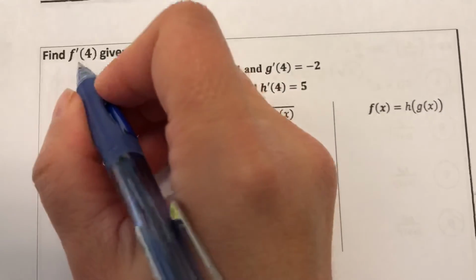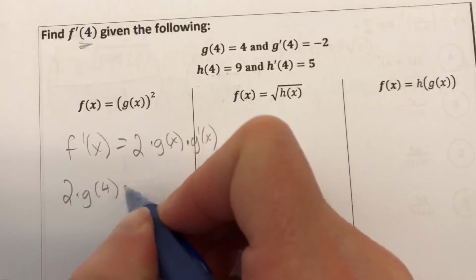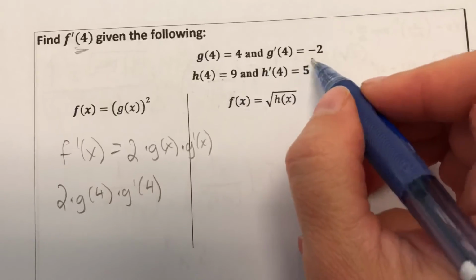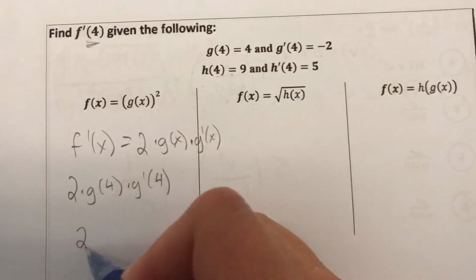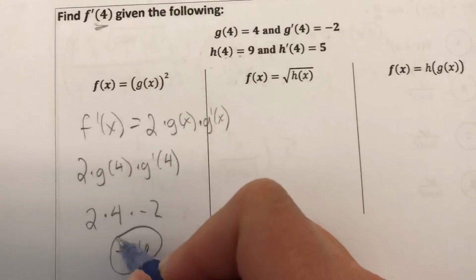So now it's also asking us to plug 4 in. So it's 2 times g of 4 times g prime of 4. And then we're going to just take those numbers from the given information. So 2 times 4 times negative 2 is negative 16.